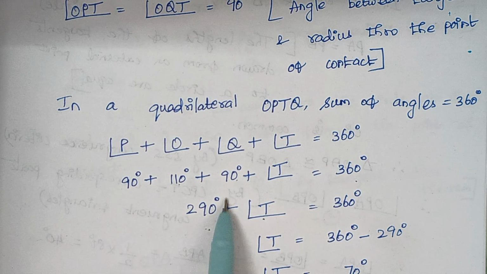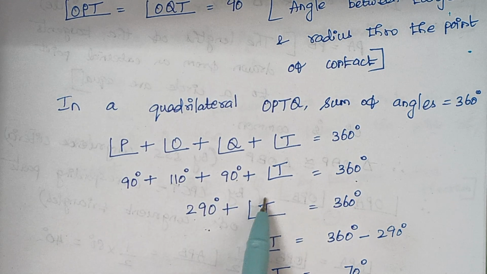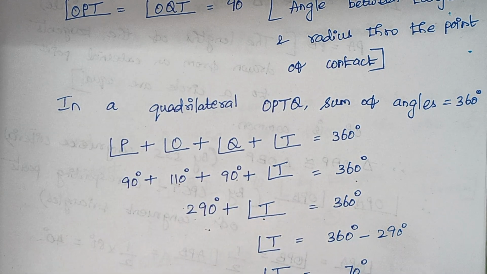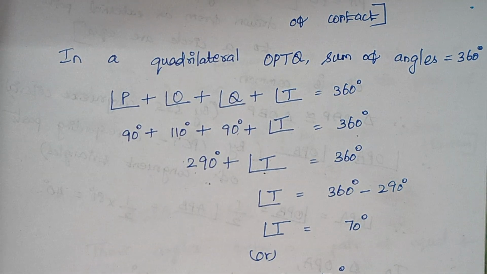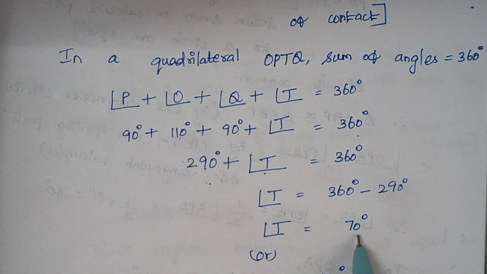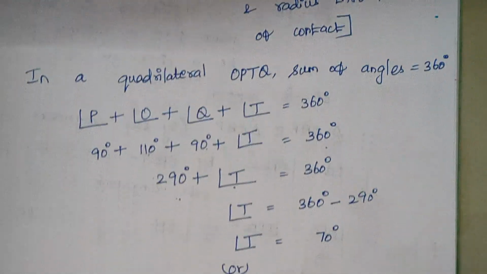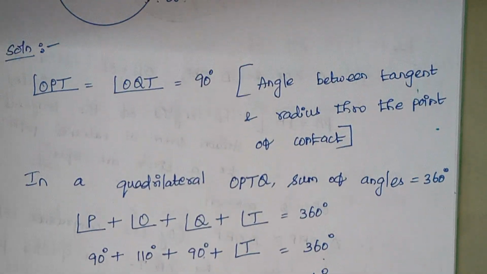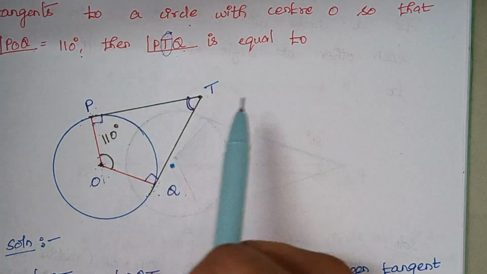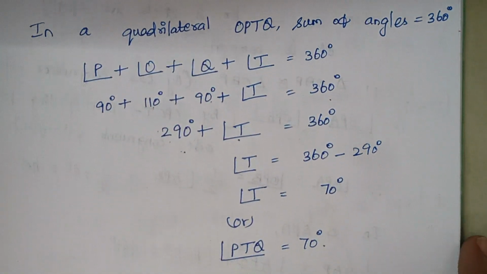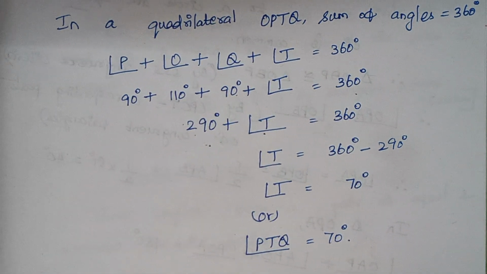Now I am moving this 290 to the right hand side. So this plus 290 becomes minus. So 360 minus 290 gives the value of the angle as 70 degrees, right? So the angle T is 70. Here it is asked as angle PTQ, so write it as angle PTQ is equal to 70 degrees.